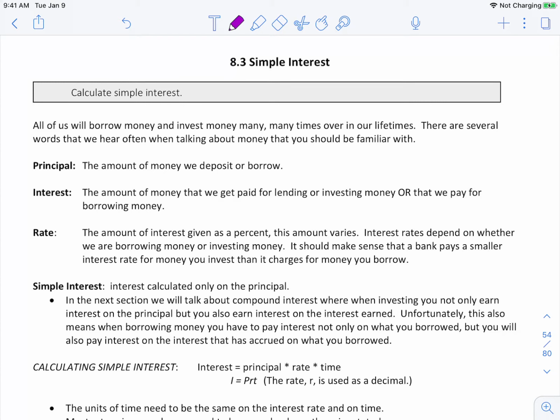Hi everyone, today we're doing notes for 8.3, simple interest. All of us will borrow money and invest money many times over in our lifetimes. There are several words that we hear often when talking about money that you should be familiar with.